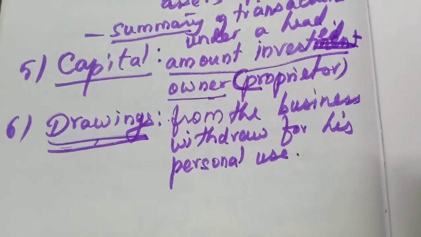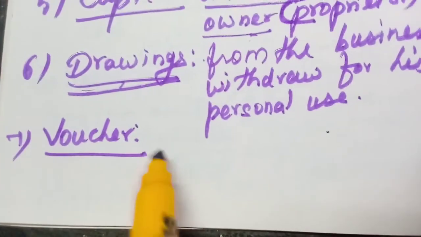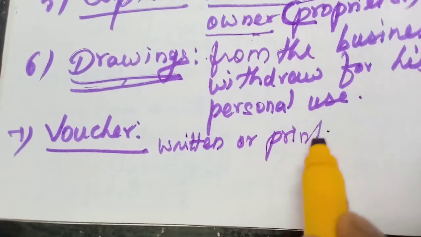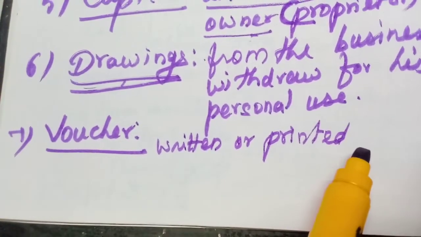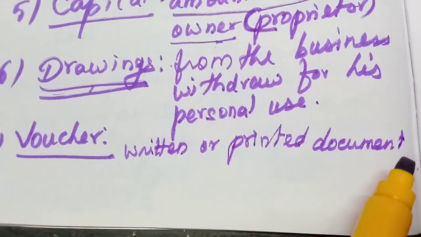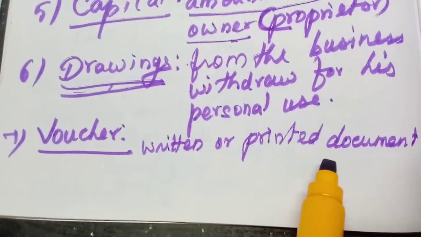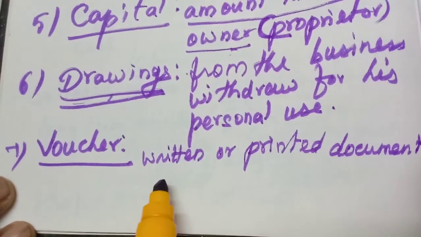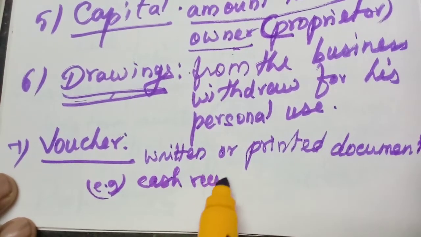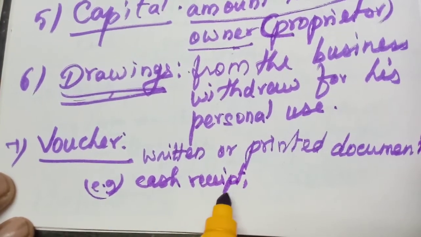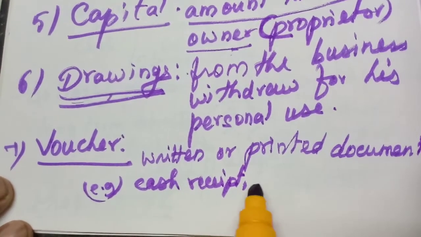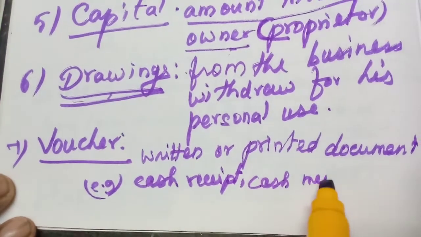Then voucher. Voucher is a written or printed document in support of any transaction. For example, we go to buy some cloth from a textile shop. After purchasing, what will we get? We will pay the amount, isn't it? So, as evidence, we will get one printed document, one bill, isn't it? Not bill, we have to call it the cash receipt. All these are examples. Understand? Cash receipt. Or when we pay some cash, if you pay fees in the school, you will get a cash receipt. Then if you go to the shop and buy goods, you will get a cash memo. That is called cash memo.